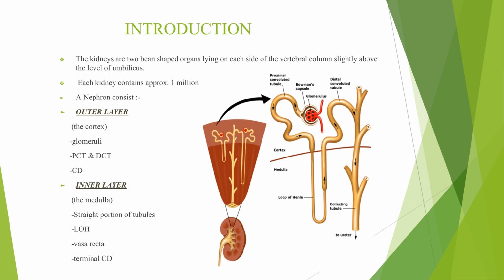A nephron consists of an outer layer, the cortex, and an inner layer, the medulla. Key components include glomeruli, the PCT, DCT, CD, and the loop of Henle.